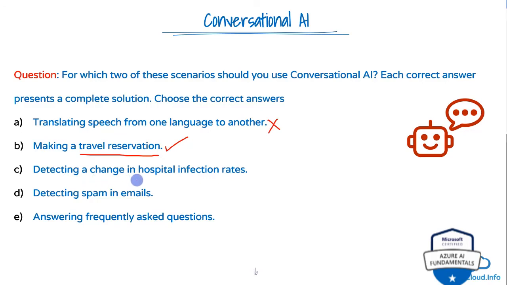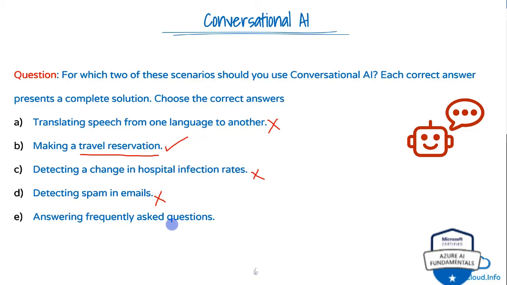Next is detecting a change in hospital infection rates. As we discussed in anomaly detection, if there is some unusual pattern, that comes under anomaly detection, and here we see that there's a change in infection rate. So this is not conversational AI, but an example of anomaly detection. Detecting spam in emails. Once again, this is a feature of NLP that can analyze the text in an email and determine if the email contains any spam message. So once again, this is not the answer.